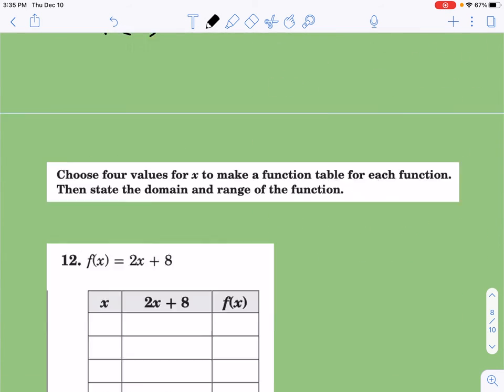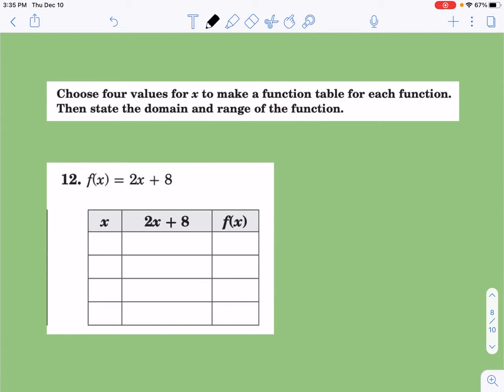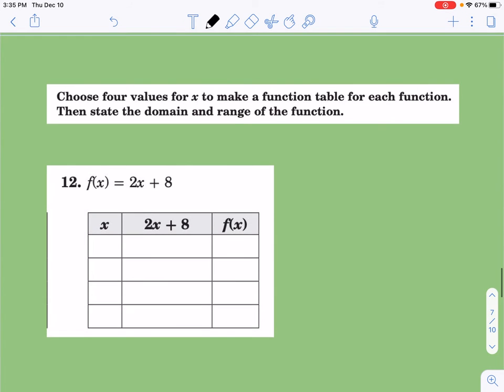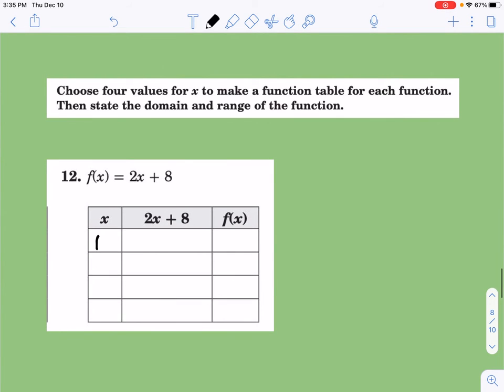So let's look at this next one here. Let's just pick some values and see what happens. Let's put 10 in. So if I put 10 in, this thing lets me do 2 times 10 plus 8. Well, 2 times 10 is 20. And then you add 8, you get 28.